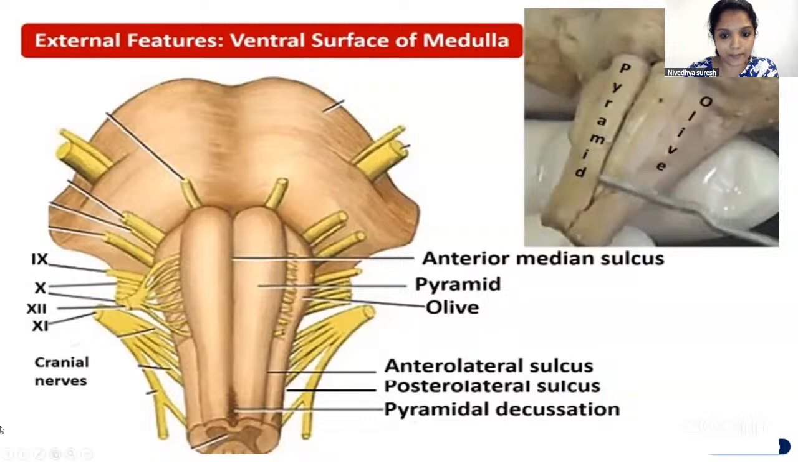Very easy, right? What are the structures on the ventral surface of the medulla? Pyramid, olive, then the sulcus and the fissure. This is the median fissure, and this is the anterior lateral sulcus and the posterior lateral sulcus. And we can see the pyramidal decussation as well as the cranial nerves, cranial nerves 9, 10, 11, and 12. So these are also emerging on the ventral aspect of the medulla.